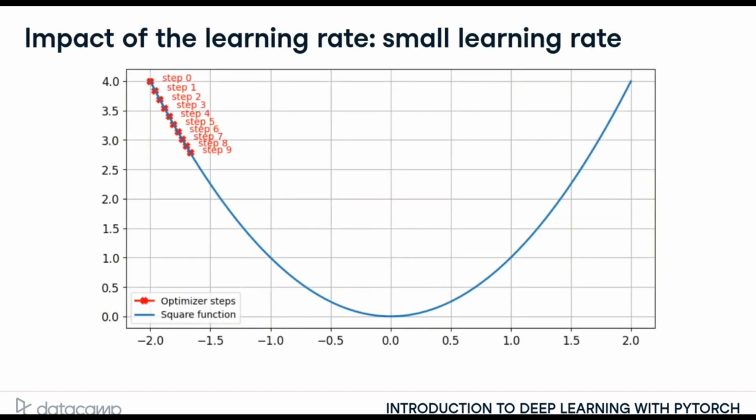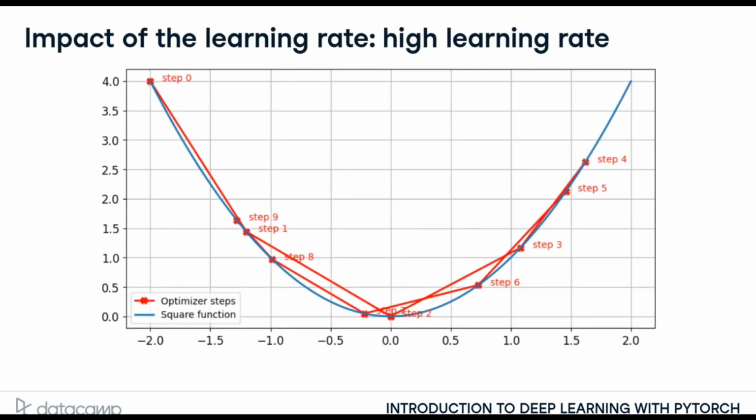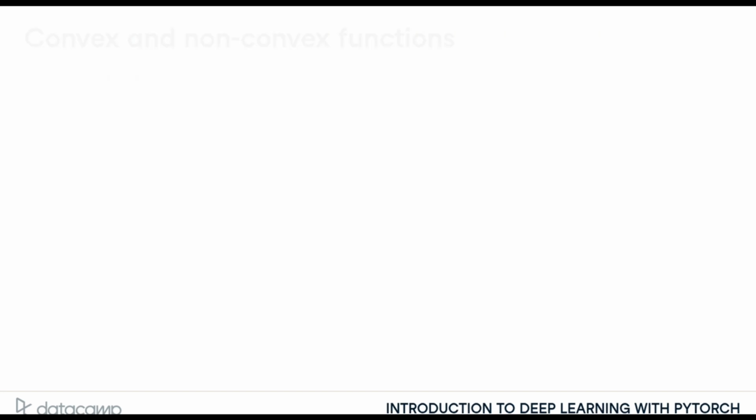However, if we use the same algorithm for a learning rate 10 times smaller, we realize that we are still far from the minimum of the function after 10 steps. The optimizer will take much longer to find the function's minimum. If we use a high value for the learning rate, we observe that the optimizer cannot find the minimum and bounces back and forth on both sides of the function.